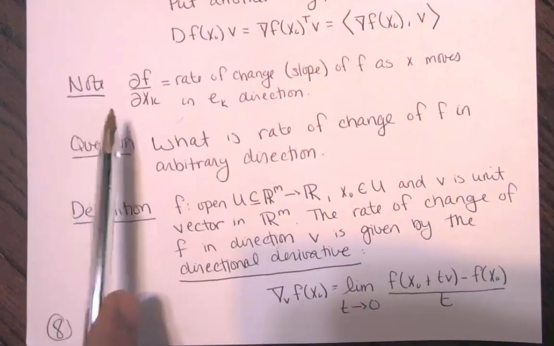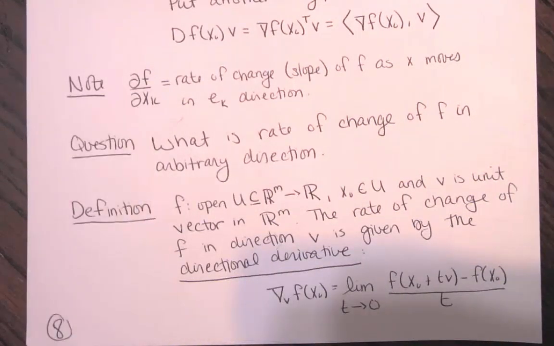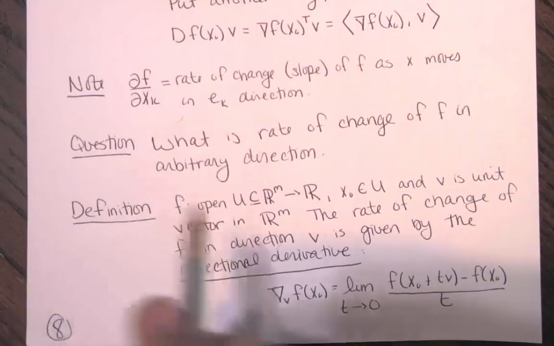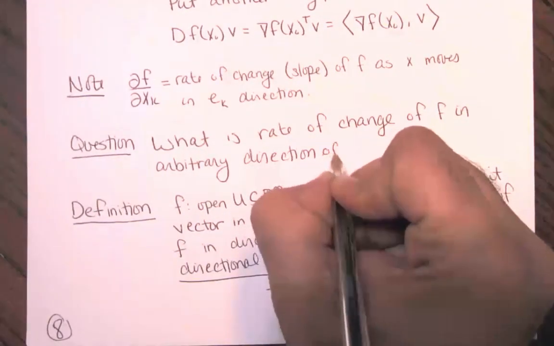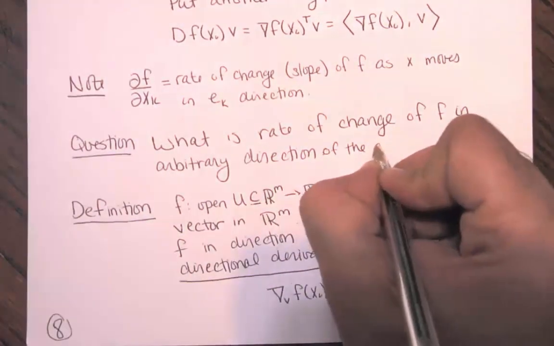Now, as we just mentioned, the entries of the gradient, the partial derivatives, are a rate of change or a slope of f as x moves in the ek direction. But what if x moves in a different direction? What is the rate of change of f in an arbitrary direction of the change in x?